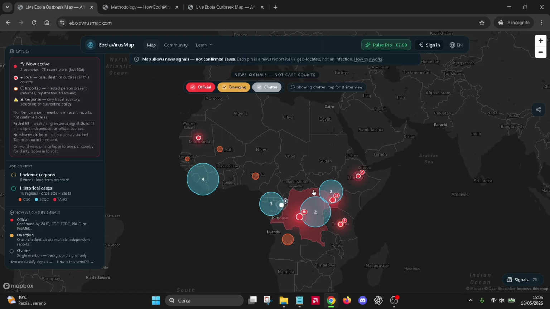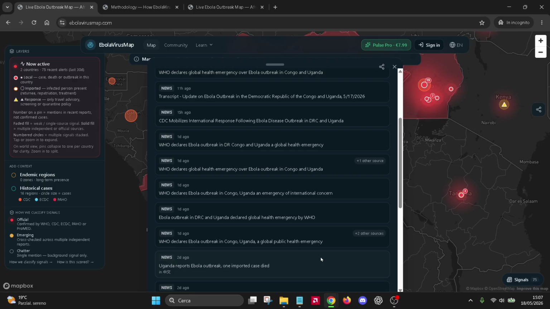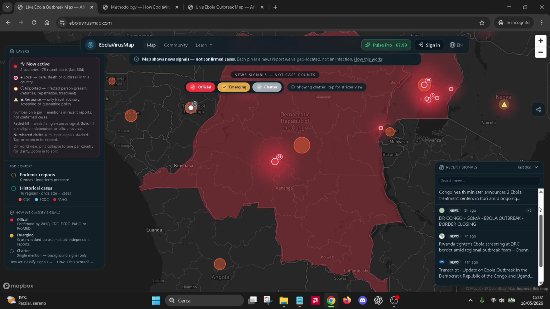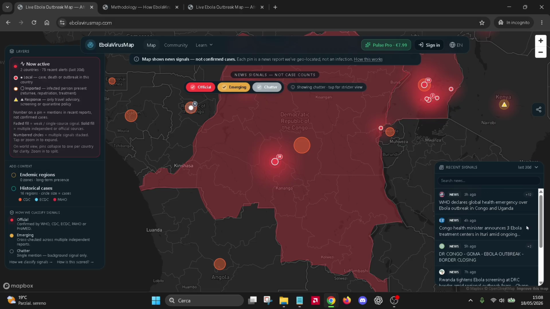Ebola virus map is a compelling example of how epidemiological intelligence can be presented in a clear and practical format. It combines mapping, source aggregation, and contextual reporting into a dashboard that is both accessible and analytically useful. It allows users to move from a global view to specific signals, and from those signals to the original sources. That transparency is a major strength.